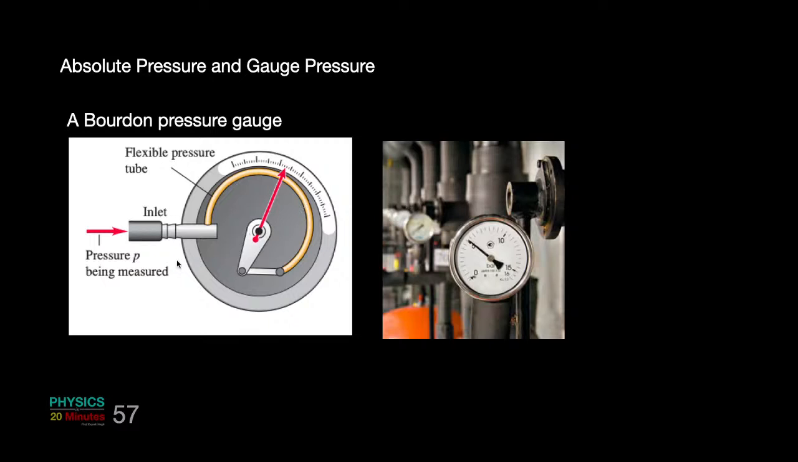This is an industrial pressure gauge which is used at many places, cycle stores, petrol pumps, etc. So all you have to do is attach it and it gives you the pressure. The pressure that you want to measure acts inward, which actually rotates a dial here, and the scale is calibrated. It is called a Bourdon pressure gauge.